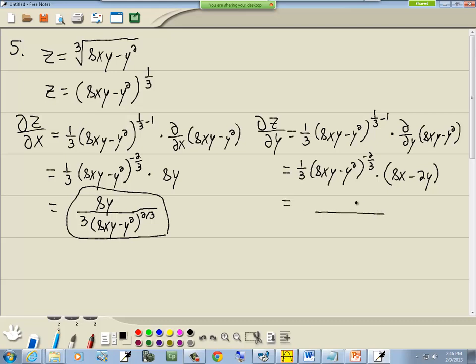Now I'll put these into a single fraction, so I'll put the 8x minus 2y up on top, put the 3 down here. This negative power here I'm going to take down below. This becomes 8xy minus y squared to the positive 2/3. And that's our answer.